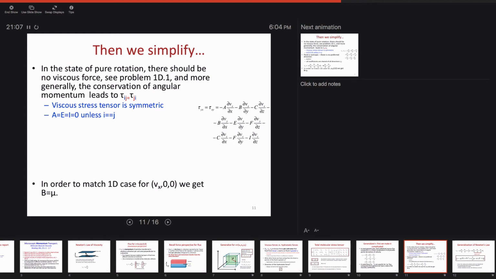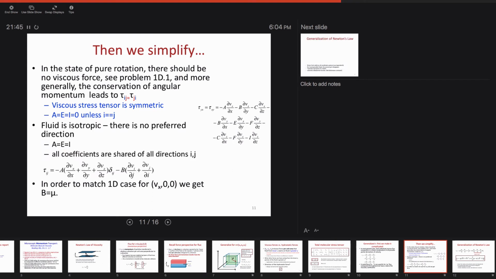That's powerful, because it simplifies things: if my tau yx and xy have to be the same, then I can look at these coefficients and simplify them. I don't have 81 anymore, obviously. Because my viscous stress is symmetric, I can also see that my coefficients A, E, I have to essentially be 0, unless I have this symmetric part of the tensor, xx, yy, zz. So that's one simplification.